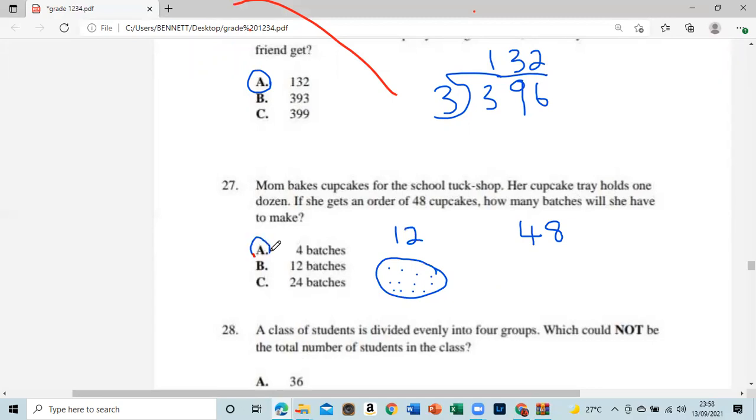You guys would get that as 12 contained, and you could just do it practically. You say 1, and so on, and then you count all of them because of addition. So it will be 4 batches to give you 48. If you add all of these, you get 48. So it's 4 batches. All right, let's move on to 28.